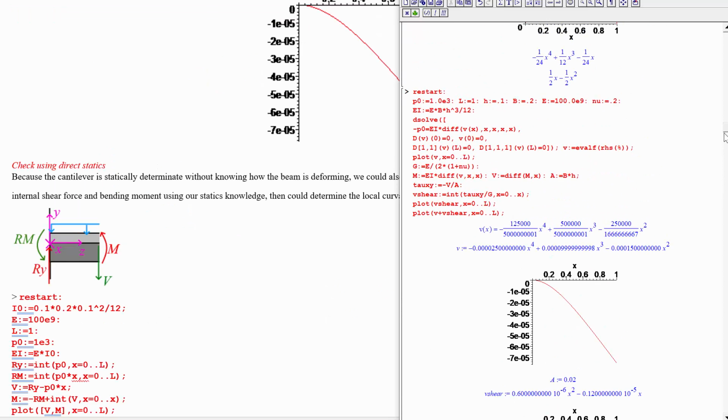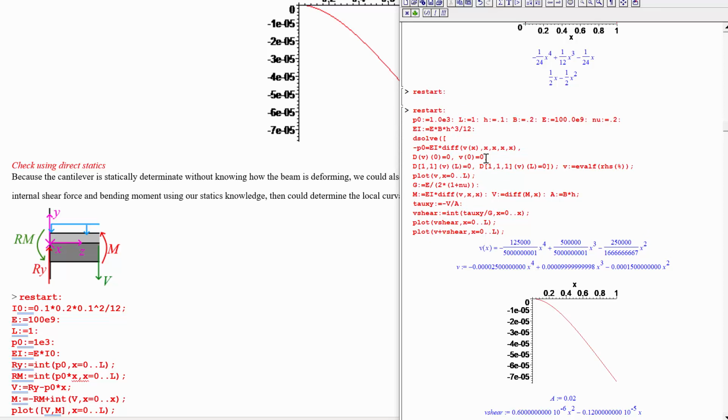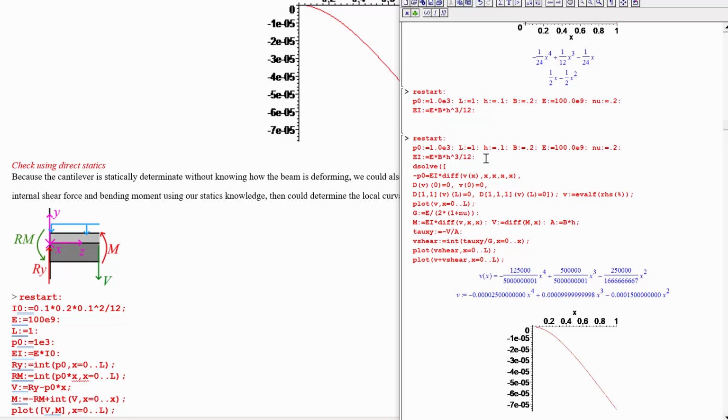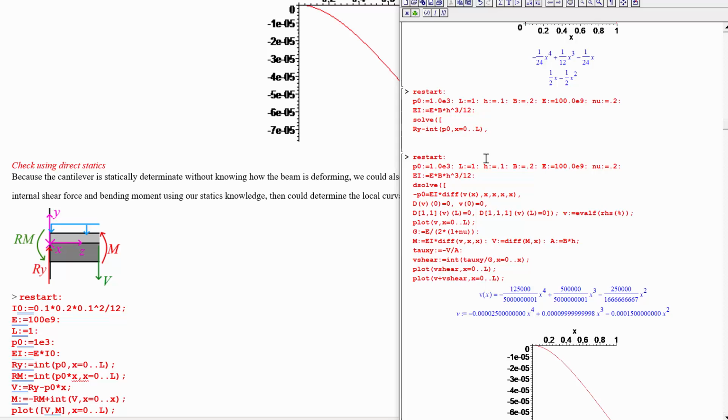So let's try it. We can put in all of the stuff that we had at the start from last time. And from statics, we can solve that Ry minus the integral of P naught from x is 0 to L has to be 0. And the torque equation will now say the net torque in the outward direction.